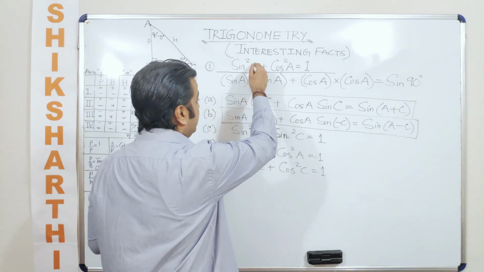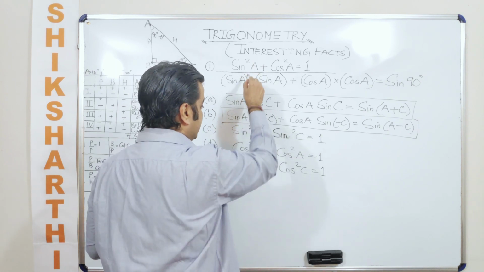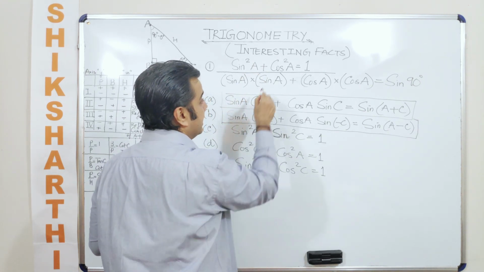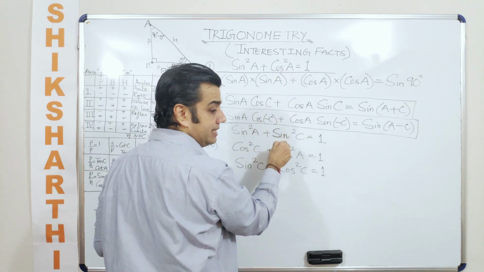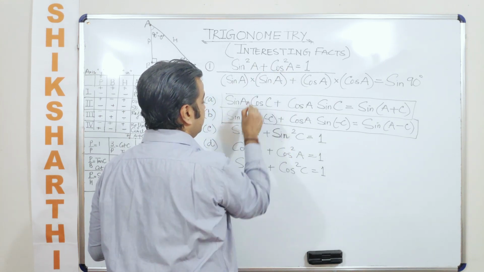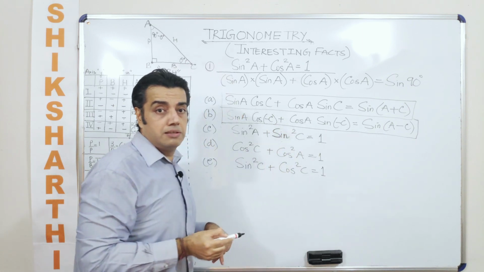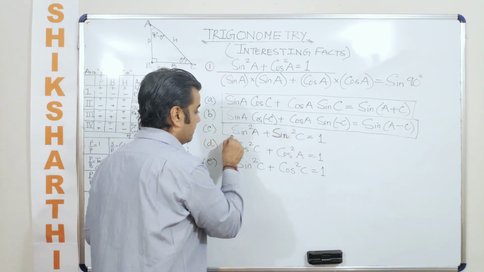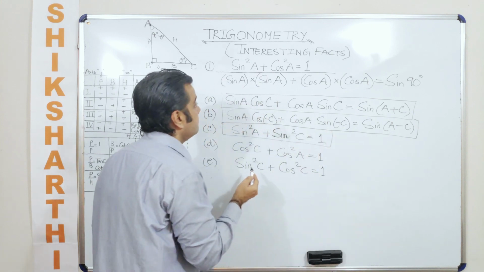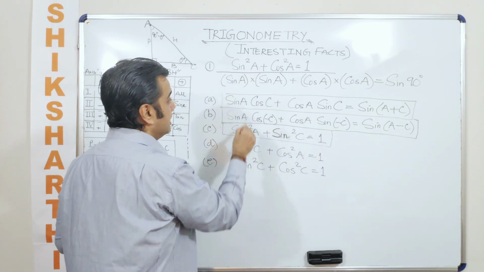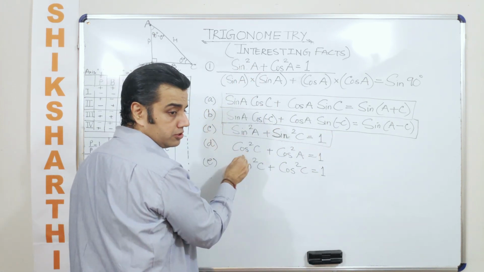So now coming down, we know that sine A, I am maintaining sine A as it is, and I know that cos A is sine C. So this identity can be written as sine square A plus sine square C is equal to 1. Right? At the same time, now we know that sine A is cos C. So this sine square A can be written as cos square C.